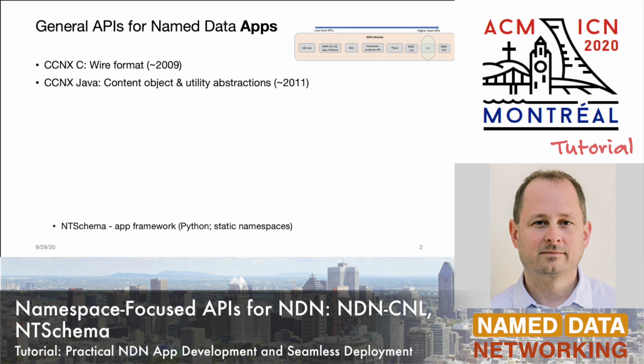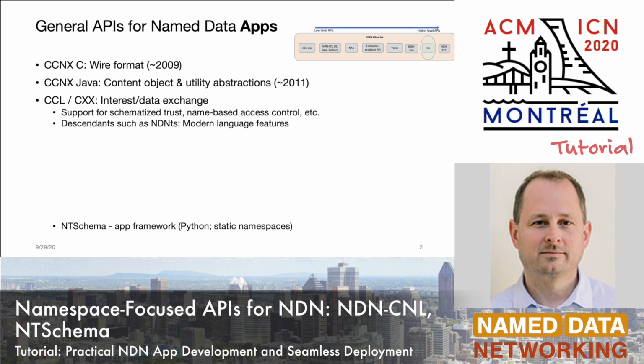So the original CCNX APIs were focused on forming the wire format, forming packets and sending them across the network, though there was some early work on content object and utility abstractions. That was followed by NDN-CCL and CXX libraries that focused on interest-state exchange, abstracted away from the packet format details, and integrated work on schematized trust, access control, and so on, that were all built basically at the level of interest-state exchange.